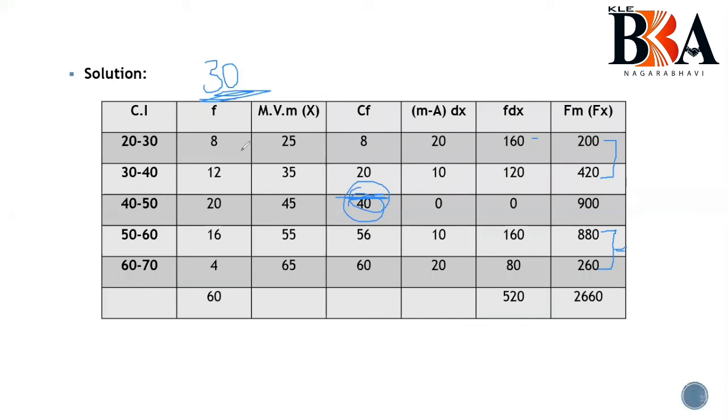As well as we need summation of f1 and summation of f2. For this, 8 plus 12, then 16 plus 4. These will be the values for you to find out with your direct formula.